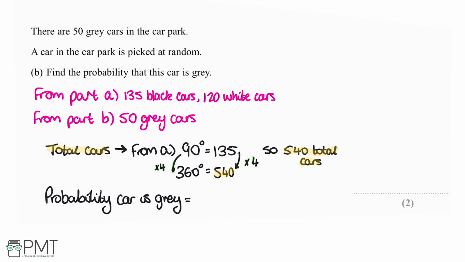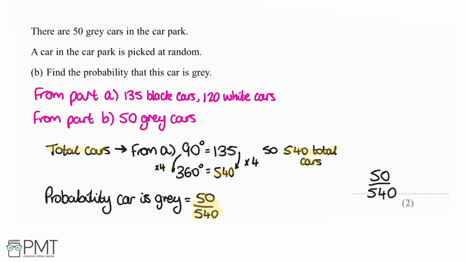So to get the probability that the car is grey, we need to take the number of grey cars, that's 50, and we're going to divide that by how many cars there are in total, so 540. Now we've got the probability, and we could simplify this fraction down further if we wanted, but we don't actually need to, so we can just leave that as the final answer.